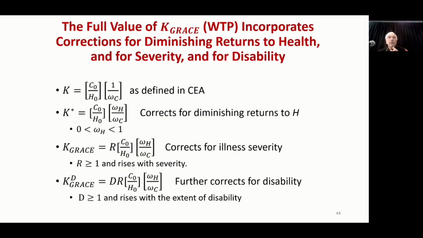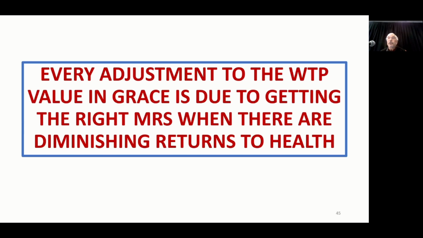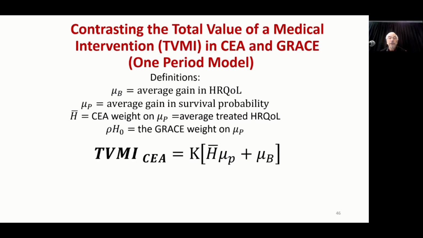First of all, it takes off a notch because of the diminishing returns to health, and then it builds it back up if you have a severe untreated illness and if you have a pre-existing disability. And it turns out those are multiplicative multipliers. And the thing that just astonishes me as I look back on this, every one of these adjustments that come out of the Grace model compared to cost effectiveness is because the marginal rate of substitution is built in, and instead of being constant as in cost effectiveness, we allow it to have diminishing returns to health. And that is the only single thing that changes.